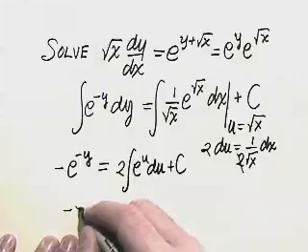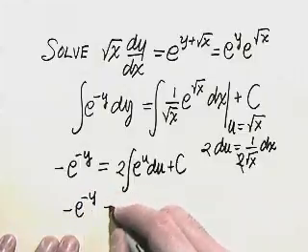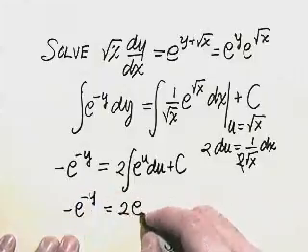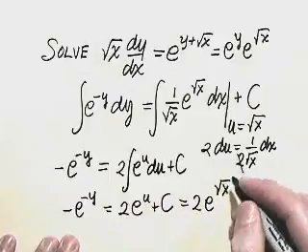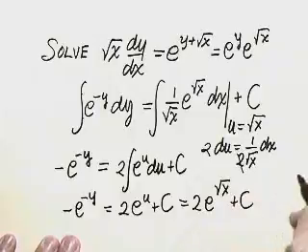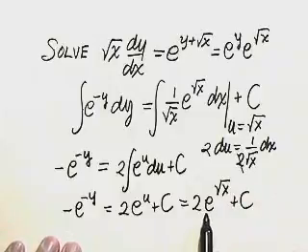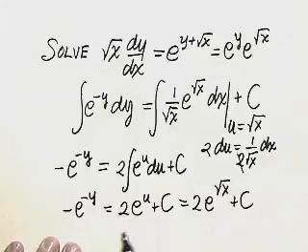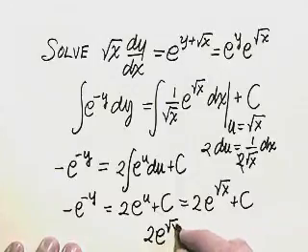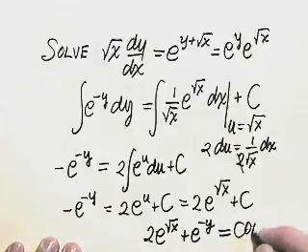So now we get negative e to the negative y equals 2 e to the u plus a constant, which is 2e to the square root x plus a constant. So, for instance, if I put the 2e to the root x and the e to the negative y on the same side by moving this over and switch the constant over to the other side, this could be also equivalent to the equation 2e to the root x plus e to the negative y equals constant.